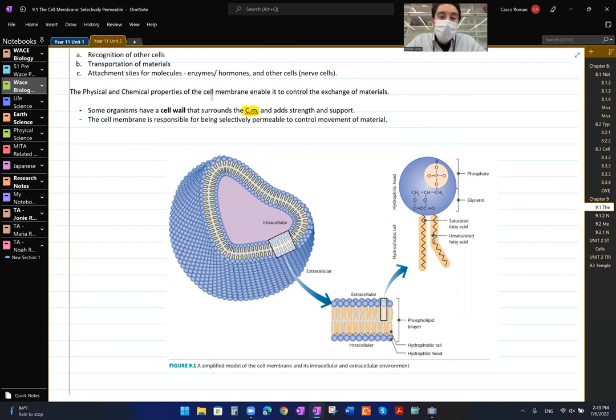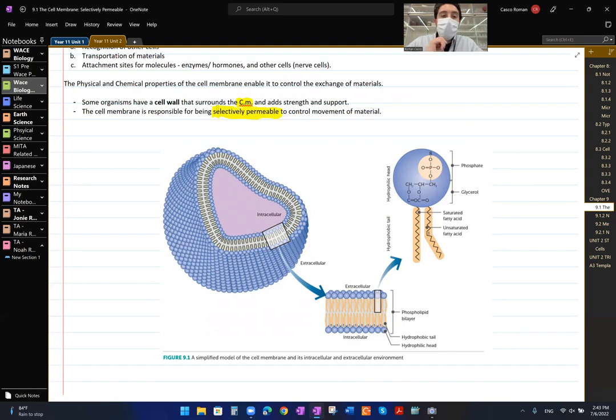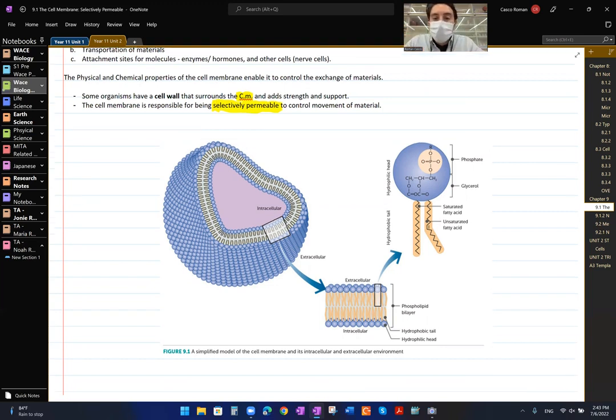But the cell membrane is the one responsible for selecting what will come in and out through the cell. Okay, that idea of selection is referred to as being selectively permeable. Choosing by receptors, by transport proteins, one way or another, choosing what exactly will come in and how much and at what times, right? Is called being selectively permeable.